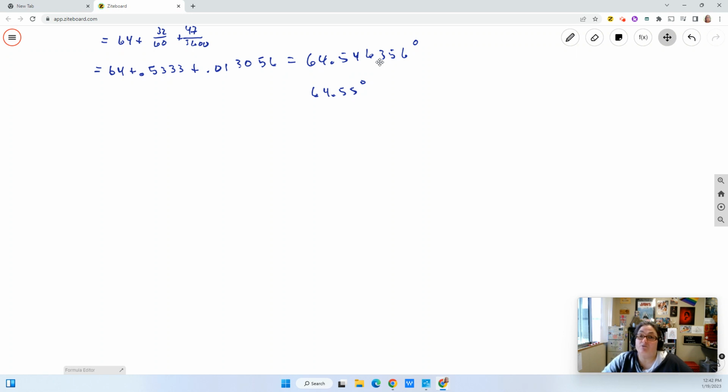It will tell you how far they want you to do it in WebAssign. It'll tell you to take it to either 100th or 1,000th. So if it says 100th, take it 2 spots. If it says 1,000th, take it 3 spots. But WebAssign will tell you how to round your decimals.